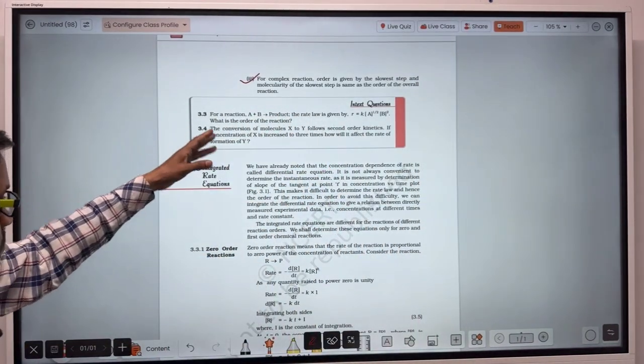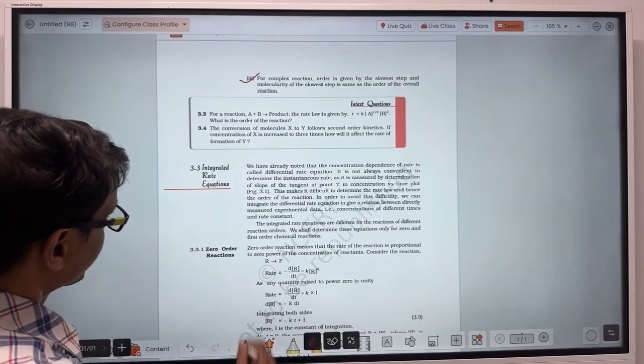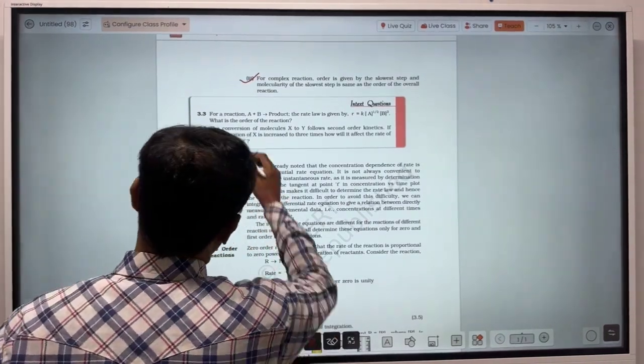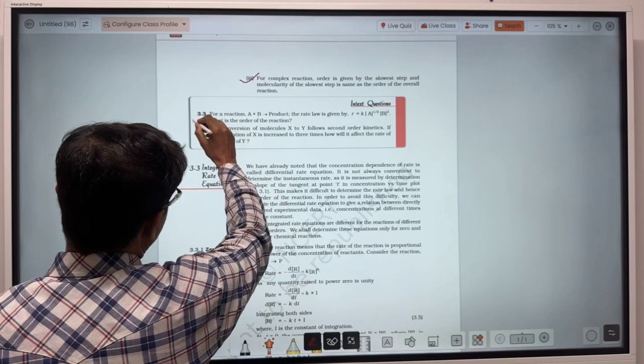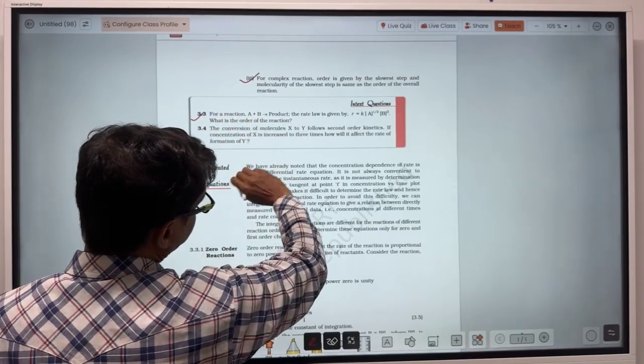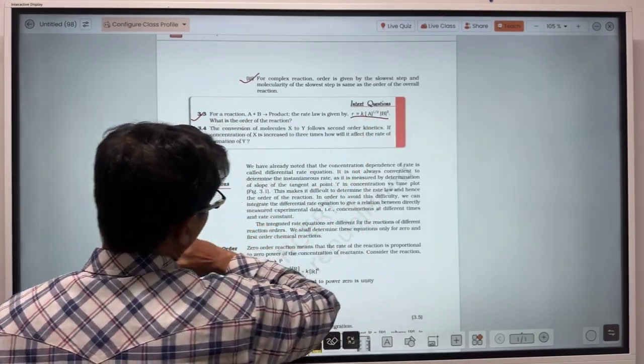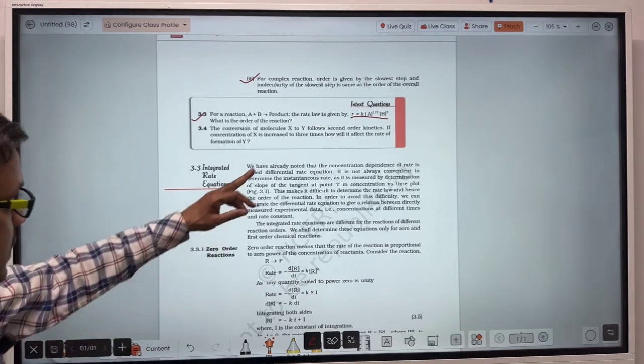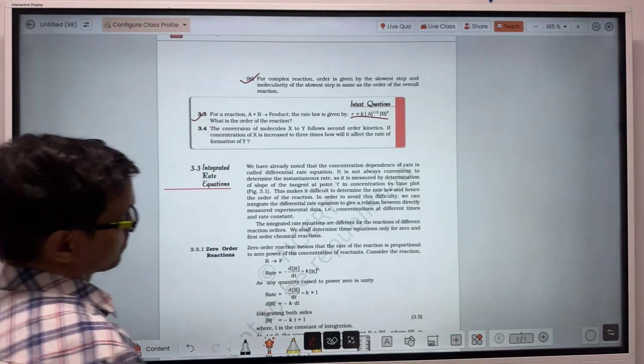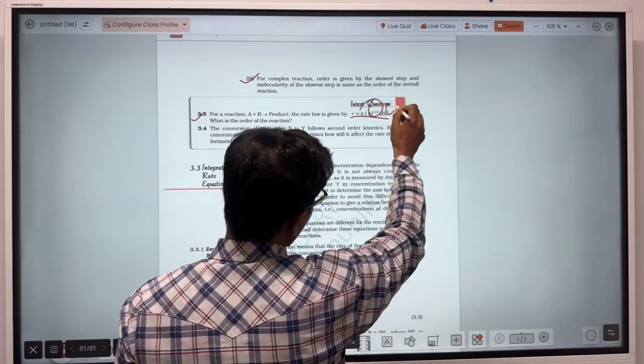Now let's see how to solve this numerical. There is a reaction here in this question 3.3. There is a reaction and a rate law expression is given here. So the rate law is given. What is the order of reaction? So simple, sir.